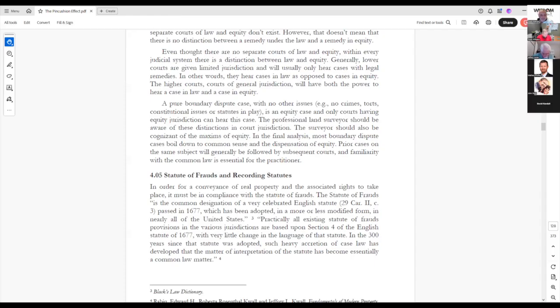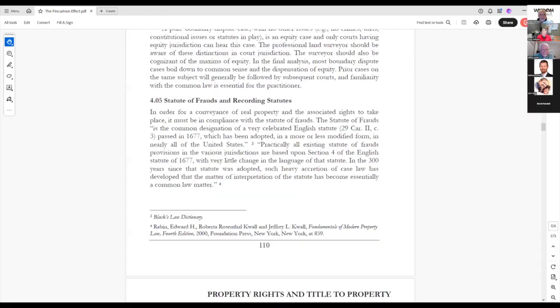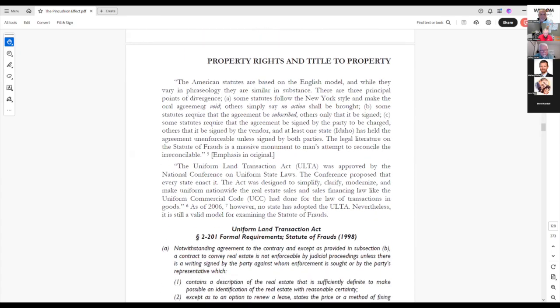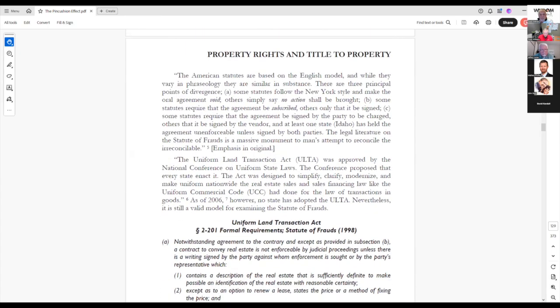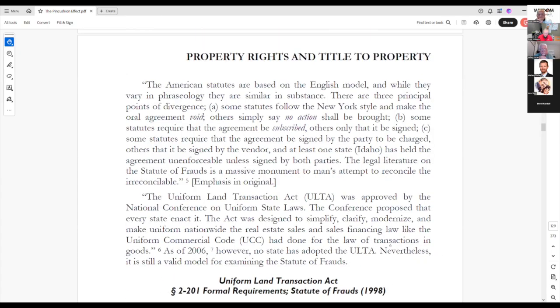Yeah. So we get into the statute of frauds and recording statutes. We talk about the Uniform Land Transaction Act, and how we can show this transfer of land. So under 4.05, the second paragraph, it says the American statutes are based on the English model, and while they vary in phraseology, they are similar in substance. There are three principal points of divergence. A, some statutes follow the New York style and make oral agreement void. Others simply say no action shall be brought.